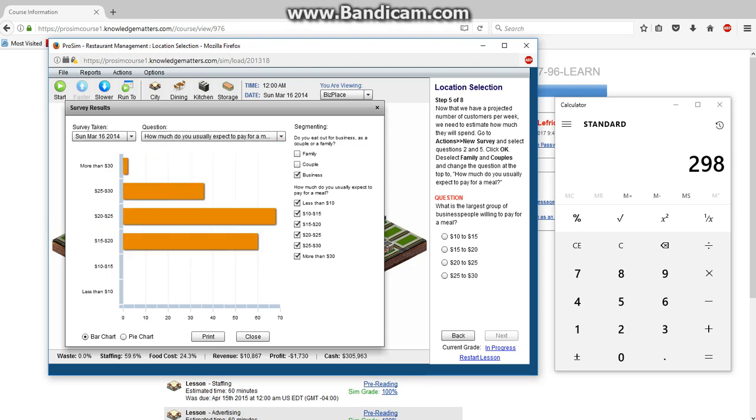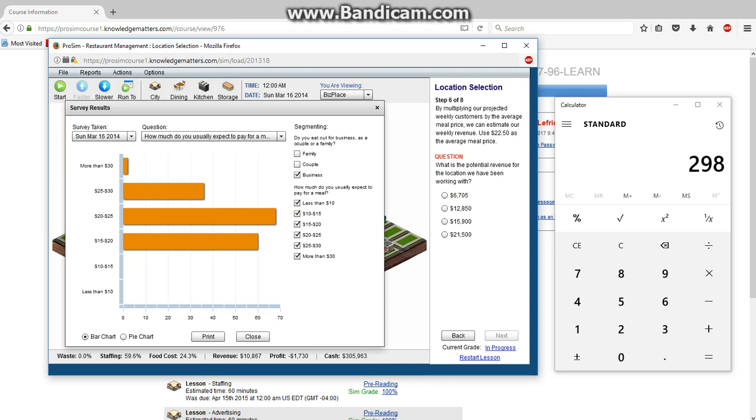And what's the largest group of business people willing to pay for a meal? So here, only a few want to pay over $30. The largest group wants to pay between 20 and 25. Okay, so we know that the majority of our customers want to pay between 20 and 25. So we go to the next question.